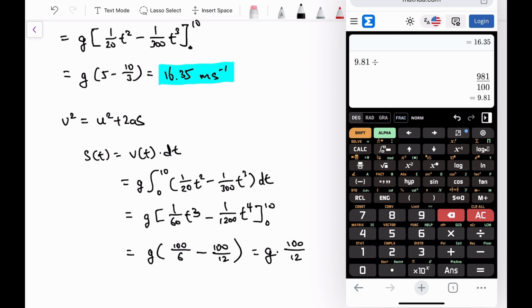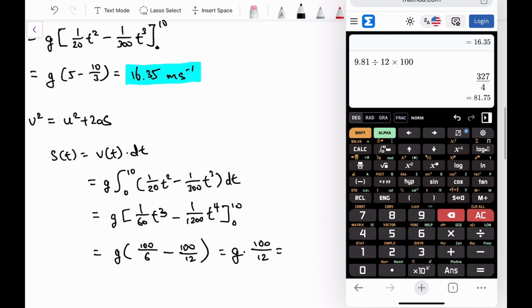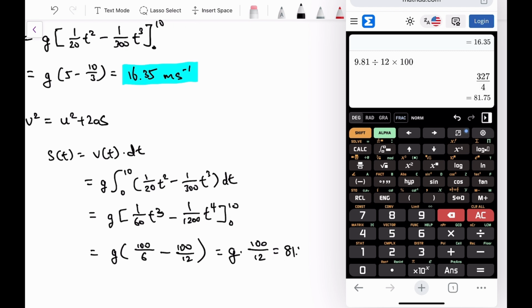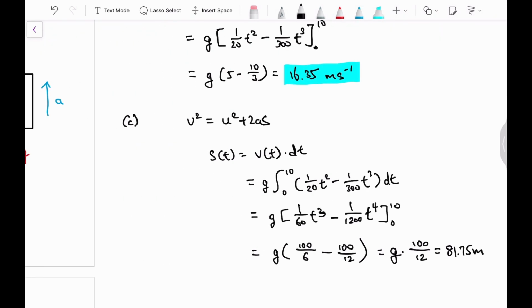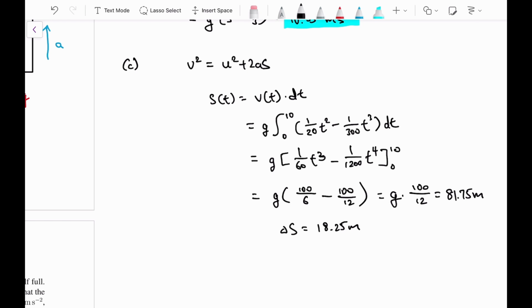9.81 times 100 divided by 12 gives us 81.75 meters. So now we know that the distance traveled during this period of constant deceleration is 18.25 meters. Now we can put this into this equation.